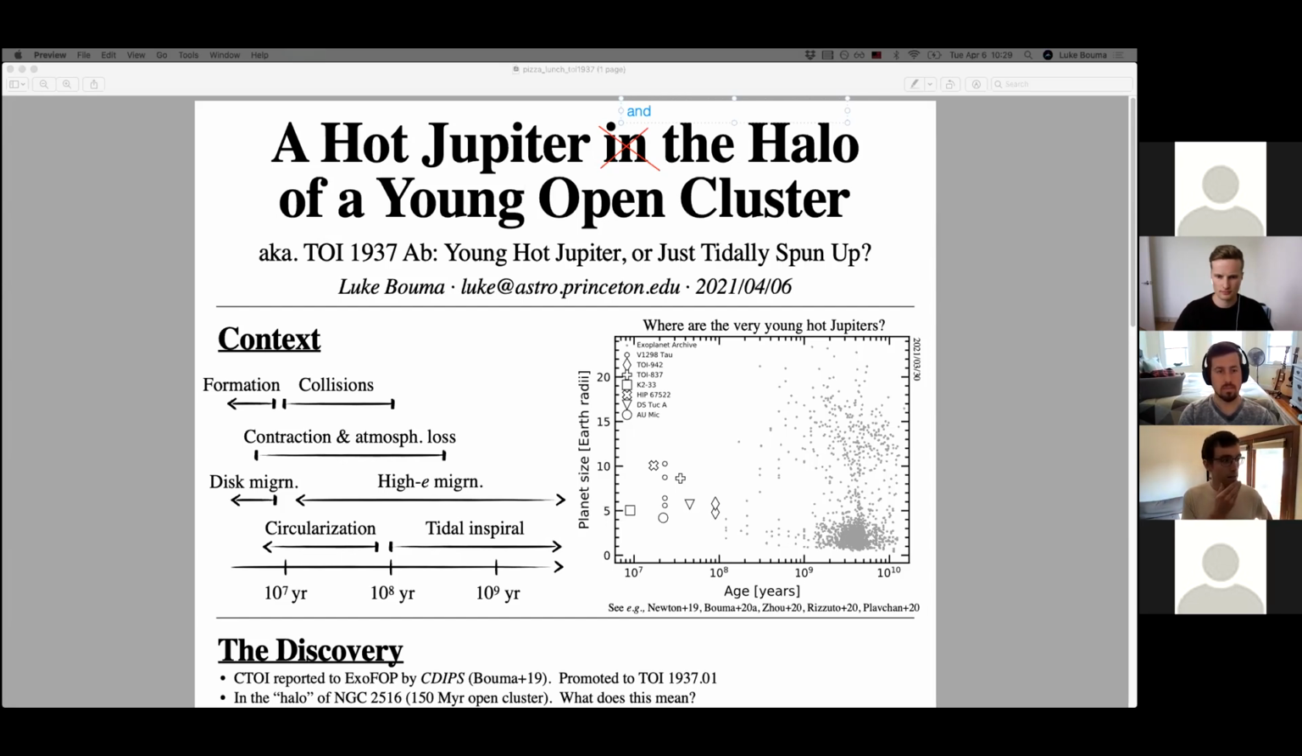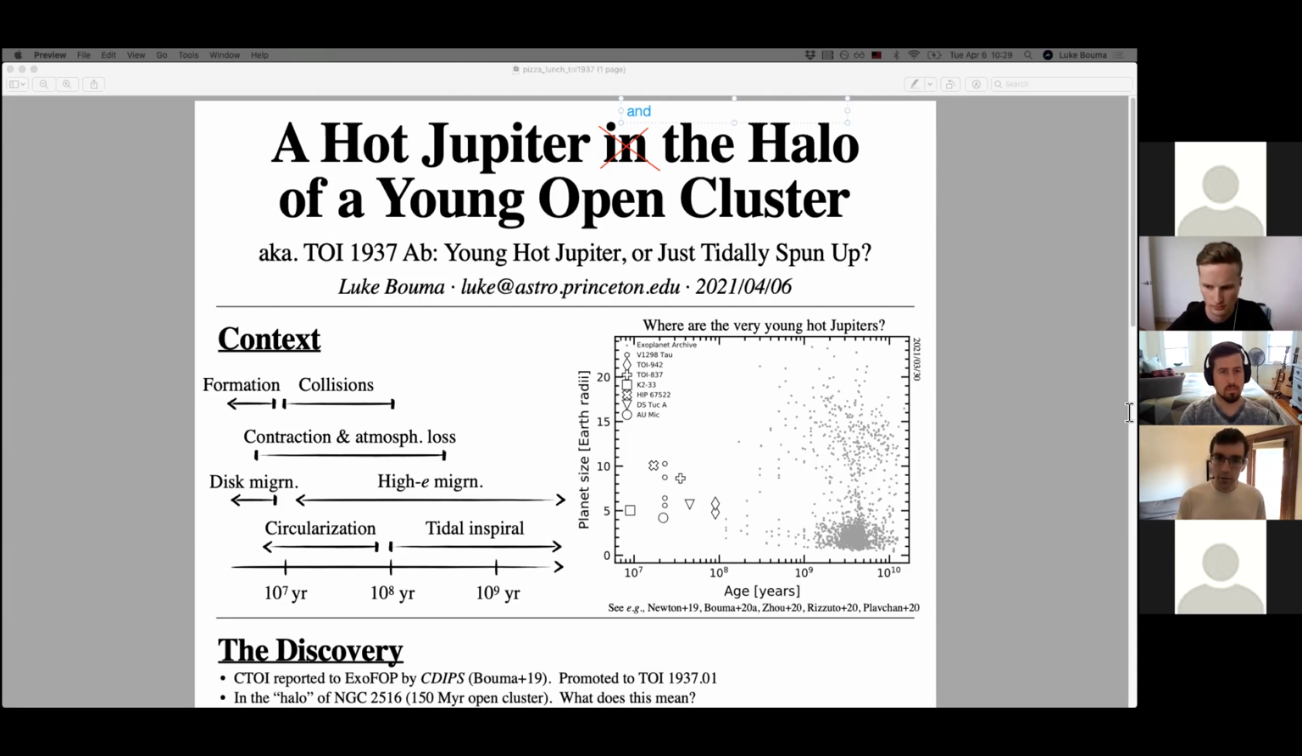1937ab, is potentially a young hot Jupiter. If not, it's definitely a tidally spun up hot Jupiter, but its association with basically the outskirts of a young open cluster is still something that I've been digging into, and I don't have a firm conclusion on it yet. So hopefully I'll go through the various steps and it'll become clear what the situation is.